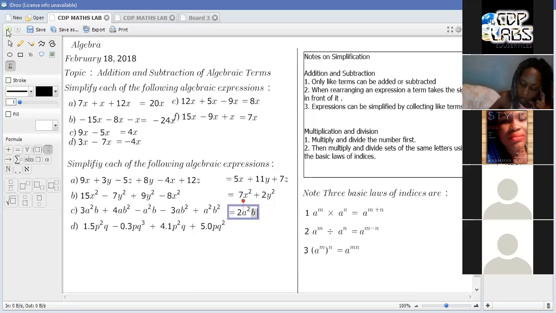And 4ab squared minus 3ab squared would be... do I write 1ab squared or just leave it as ab squared? Leave it as ab squared. Plus a squared b squared, because there's no other like term like that. Very good. So that means I may teach. May I teach? Yes, you may.